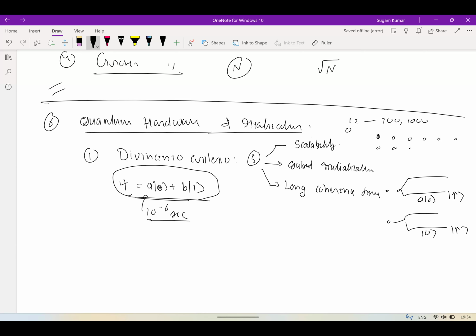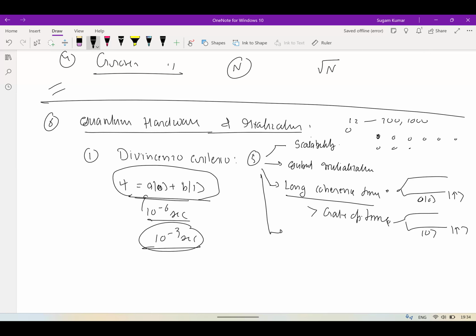It means you have to complete all your quantum mechanical calculations within that time. But if some system has a better coherence time, then definitely you get more flexibility, because this is the time in which you have to do the calculations. So the system must have a long coherence time. The coherence time must be greater than the gate operation time.